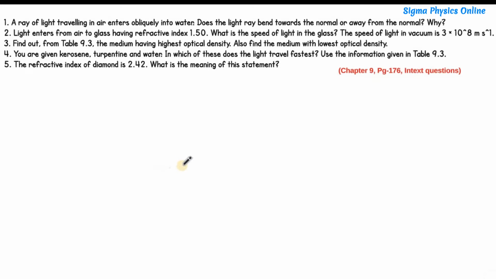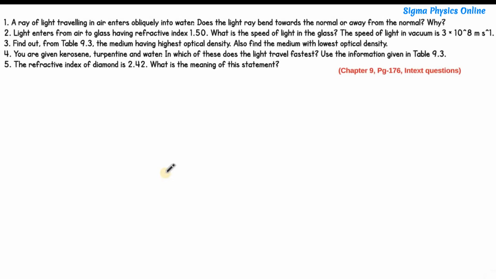The first question is, a ray of light traveling in air enters obliquely into water. Does the ray bend towards the normal or away from the normal? Why? The second question is, light enters from air to glass having refractive index of 1.50. What is the speed of light in the glass? The speed of light in vacuum is 3 into 10 to the power 8 meter per second.